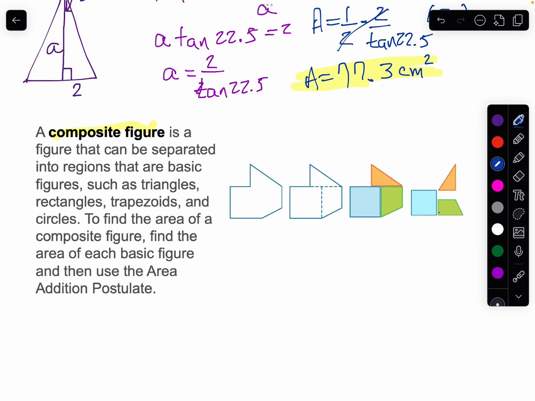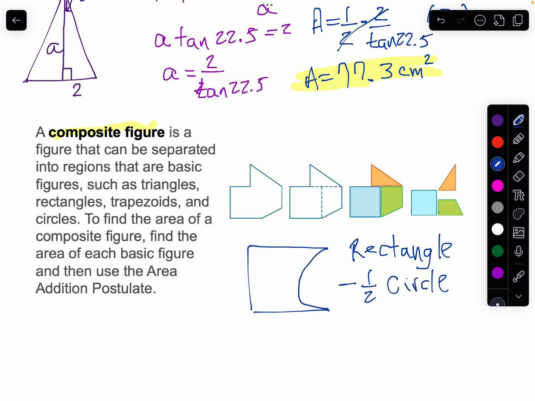Sometimes you might have a shape, like let's say I've got a shape that looks like this. Let's pretend that's half a circle. So to find the area, I would subtract. I'd find the area of the whole rectangle, and then I would subtract off the area of half the circle.